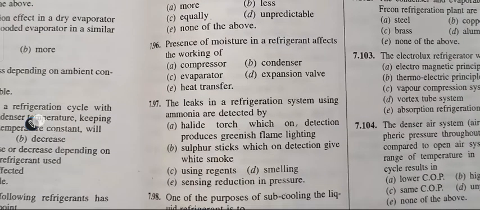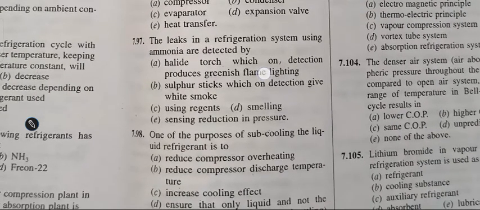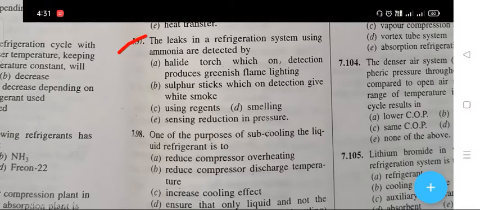Next question is presence of moisture in a refrigerator affects the working of. The right answer is A, the expansion valve. Next question, the leaks of refrigeration system using ammonia are detected by. The right answer is B, that is sulfur sticks which on detection give white smoke.